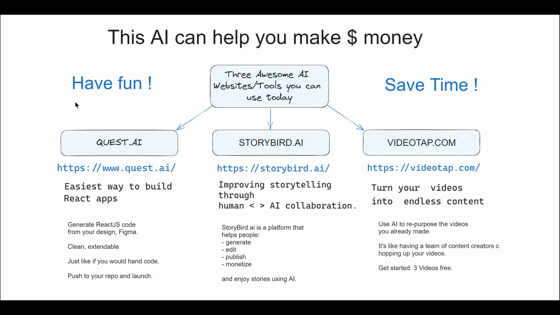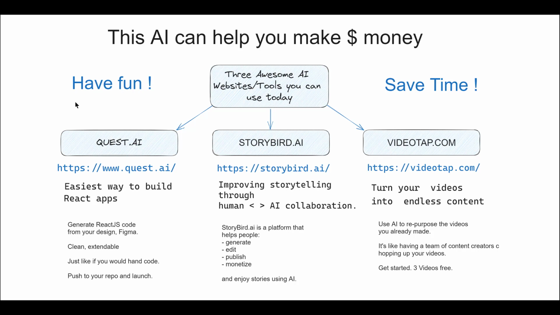The next tool is called Storybird.AI. It's a storytelling tool, and I'll show a story that I generated with it and show you how to go about doing that. It improves storytelling through the human and AI collaboration, and it generates images also, and you can publish it to like Amazon and monetize it. I haven't done that yet, but I am looking into it. It sounds really interesting. It helps you generate, edit, publish, and monetize your stories using AI.